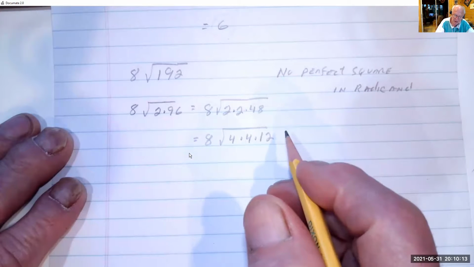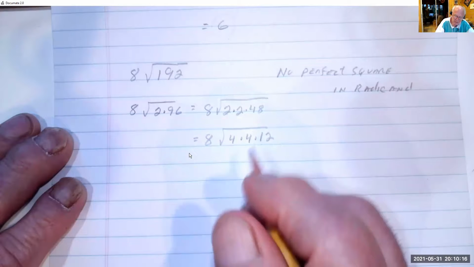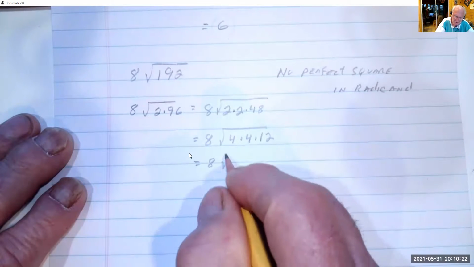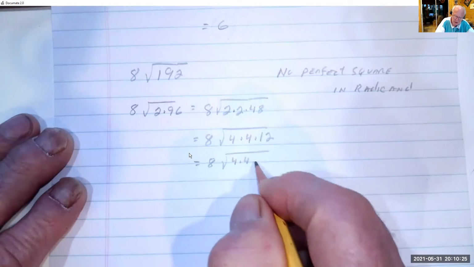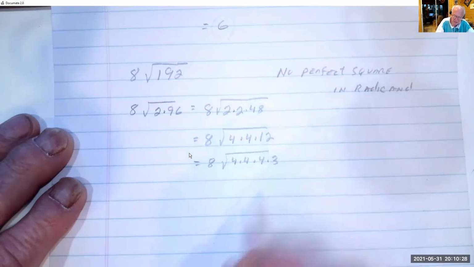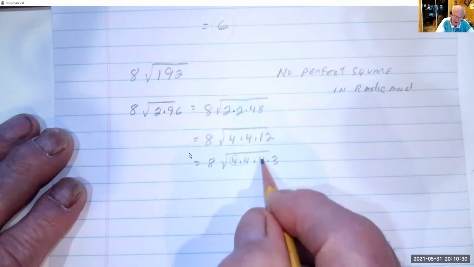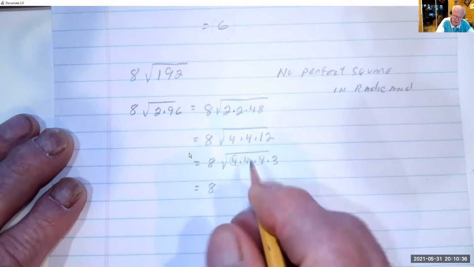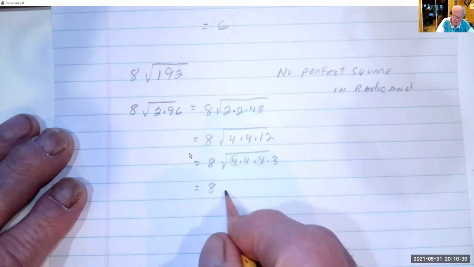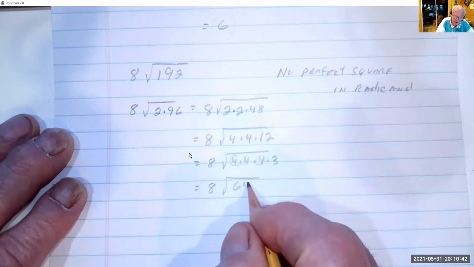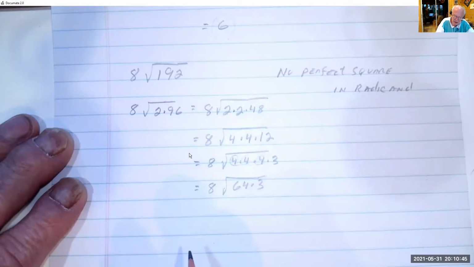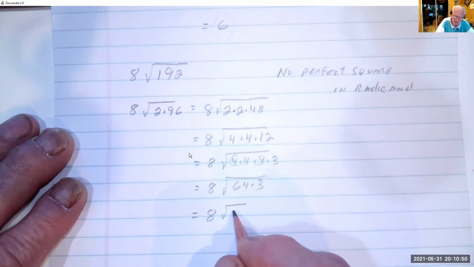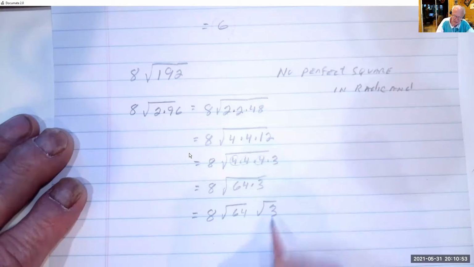Well, not completely. I'm seeing something else. I'm going to write this again as 8 radical 4 times 4 times 4 times 3. Each of those 4s are squares, and we can actually write this 4 times 4 is 16, times 4 is 64. So yes, 64 is a square. And according to the rule above, I can write this problem as 8 radical 64 radical 3.